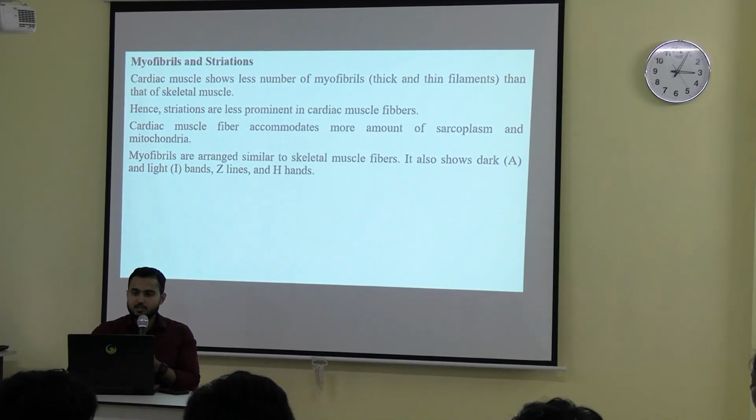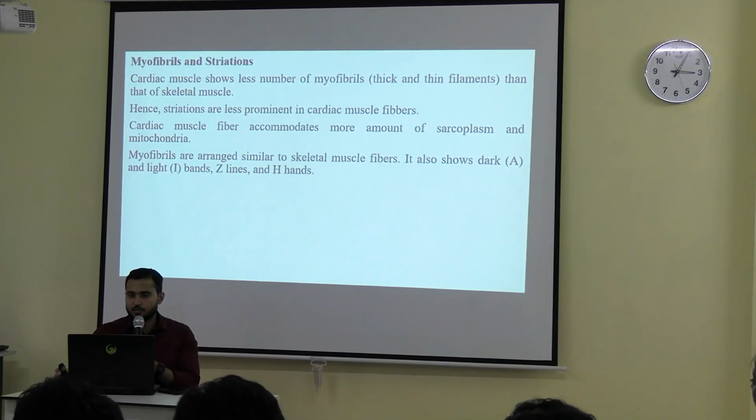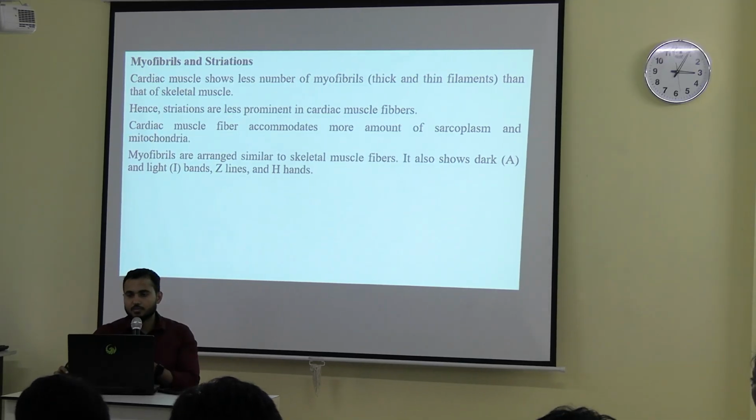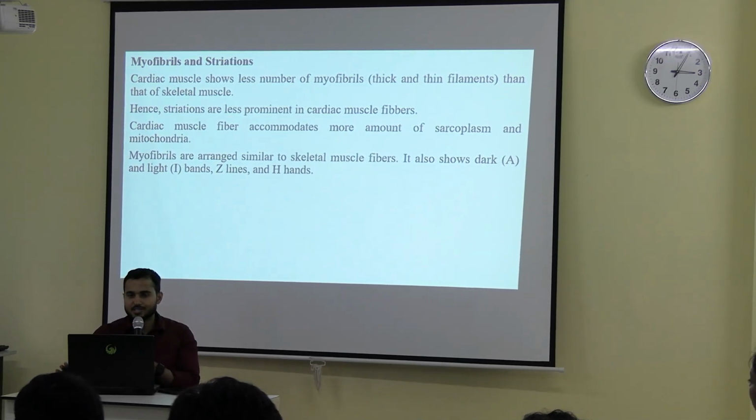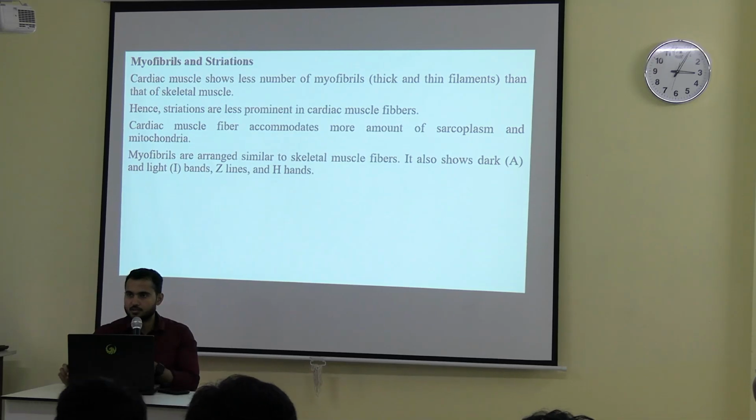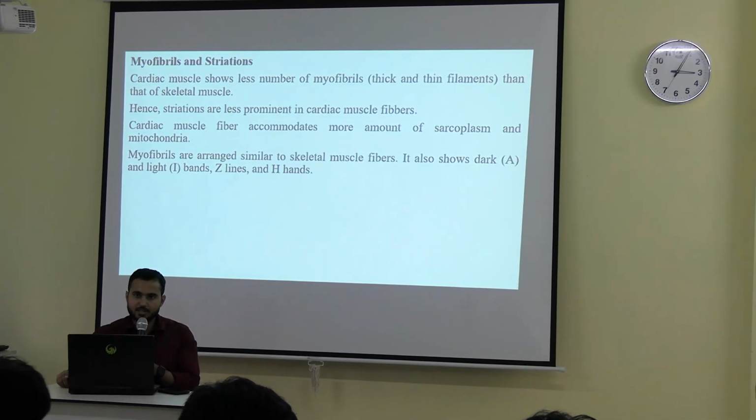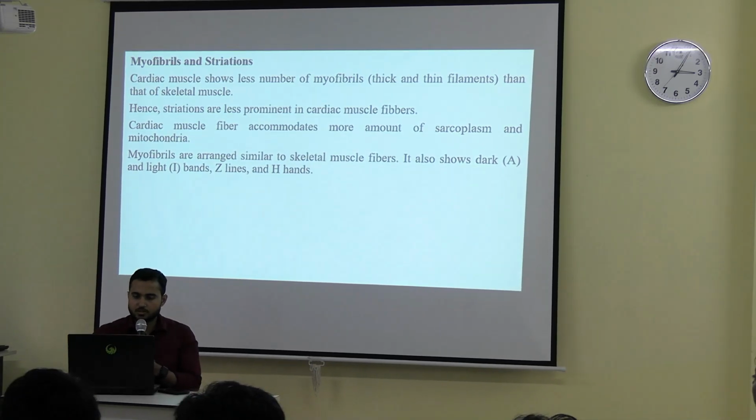Next, cardiac muscle fibers accommodate more amount of sarcoplasm and mitochondria, and myofibrils are arranged similar to the skeletal muscle. There are alternate dark bands and light bands present. Okay, that can be seen.